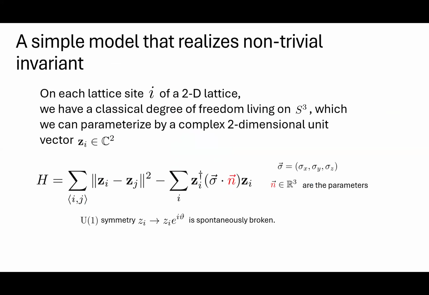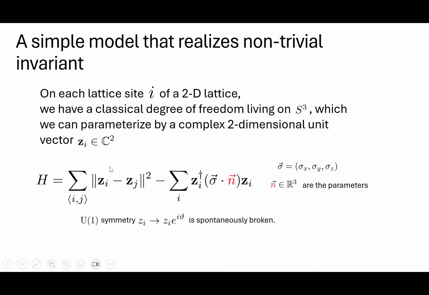So let's take a 2D lattice system. On each lattice site, I'm going to have a classical degree of freedom, and that classical degree of freedom, rather than being just a rotor, which would live on the circle, will live on the three-sphere now. And the three-sphere, you can also parameterize by saying that it's a complex two-dimensional unit vector. So it's a vector Z_i, which is a two-dimensional complex vector. And then I can write a Hamiltonian that looks like this.